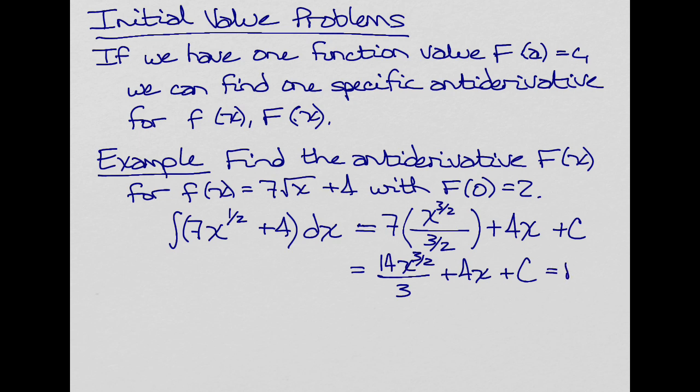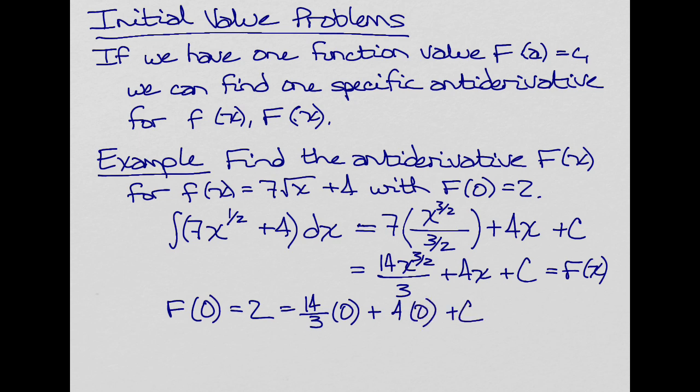So this is all the antiderivatives. But I want f of 0 to be 2. Well, f of 0, I'm going to substitute 0 here, so that's 14/3 times 0 to the 3/2 plus 4 times 0 plus c. Well, I like zeros. Those are good. Those are easy to work with. Which means the value of c, my constant, in order for all this to come out to 2, the constant must be 2 because everything else is 0.